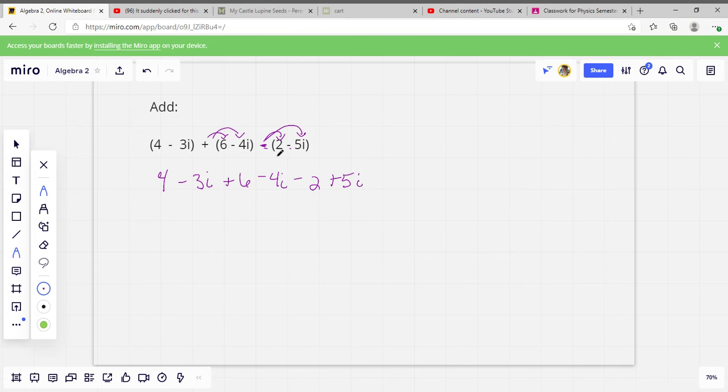All right, now I'm going to have to add my real part first, so 4 and 6 and 2. So 4 plus 6 would be 10, minus 2 would be 8. Okay, so I've used up all these. Now I'm going to add my imaginary part. So I've got minus 3, minus 4, plus 5. 3 and 4 is 7. That would be negative 7. Plus 5 will be negative 2i.